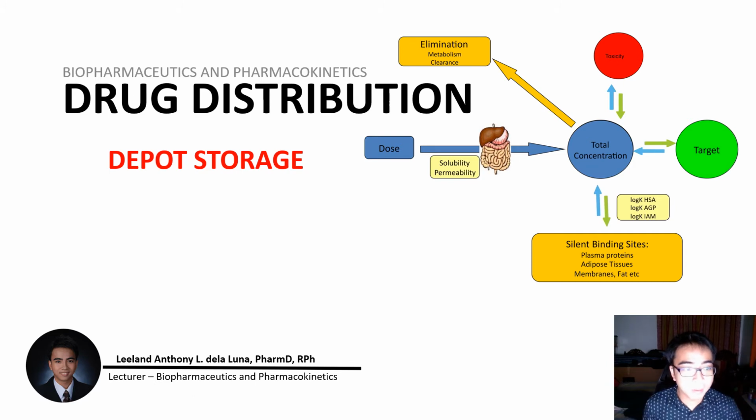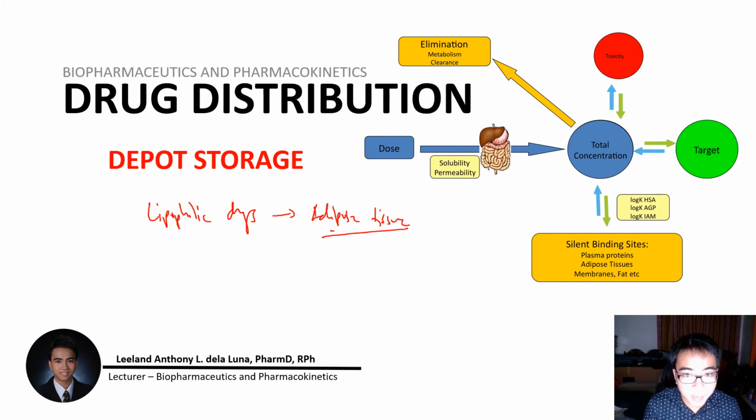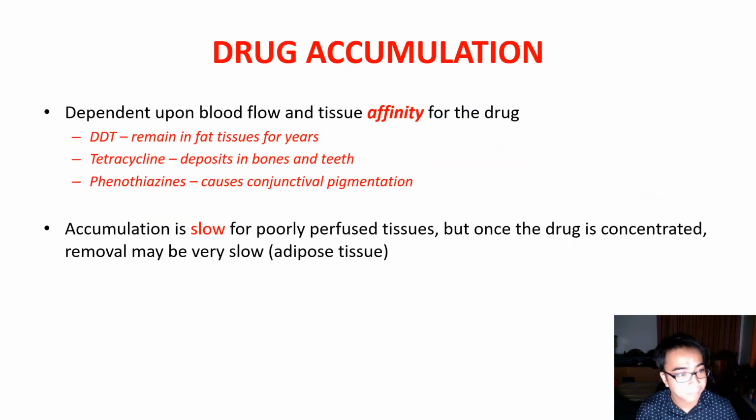Now, let's talk about class depot storage. So in terms of depot storage class, what we will be discussing more here would be about lipophilic drugs depositing in adipose tissues. Okay? As you can remember, class, like dissolves like. Okay? So therefore, lipophilic drugs oftentimes have a higher affinity towards the adipose tissues upon administration.